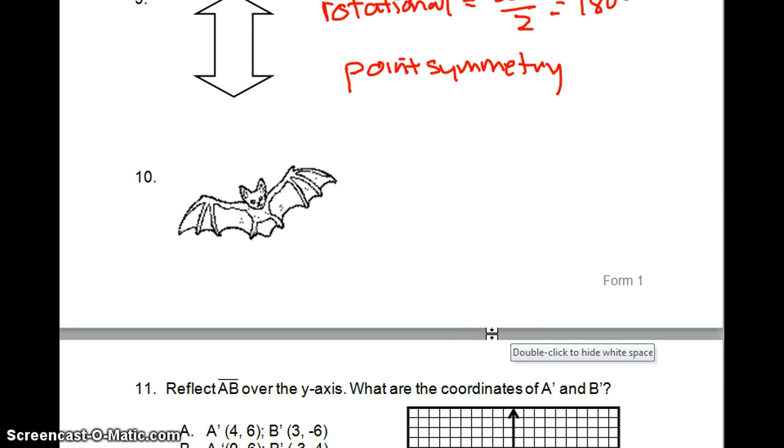Number 10. Does this bat have any place that we can fold it over onto itself? It does, but can we rotate it? And we cannot rotate that less than 360 degrees to make it match up. So your answer for number 10 is going to be neither.